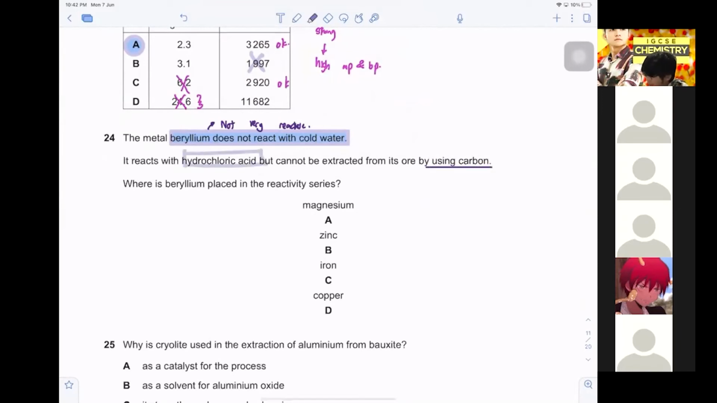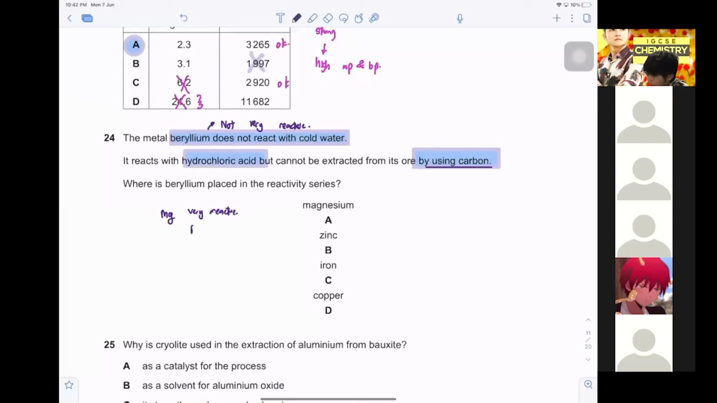Where is beryllium placed in the reactivity series? Okay, first, you look at magnesium here. Magnesium is very reactive, you know. So beryllium is less reactive, right? So beryllium should be somewhere here. Okay, so A is correct.